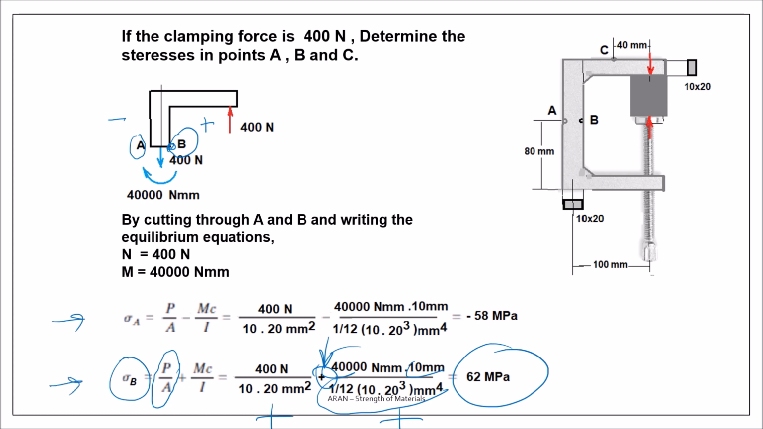There are no shear forces in this section. There is no torsion in this section. So we have only one normal force and one bending moment. So the analysis was not too complicated.